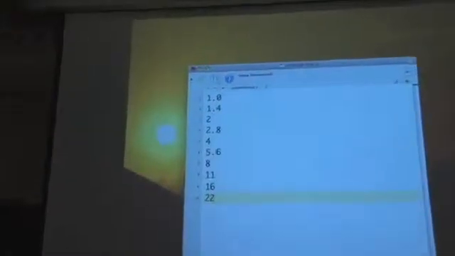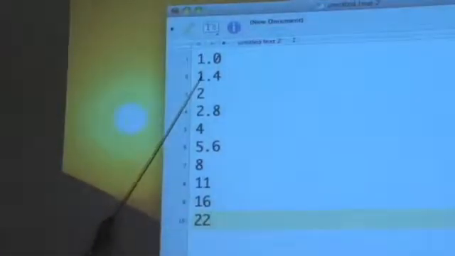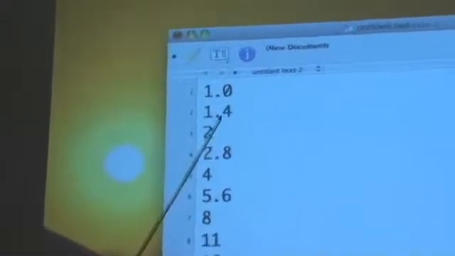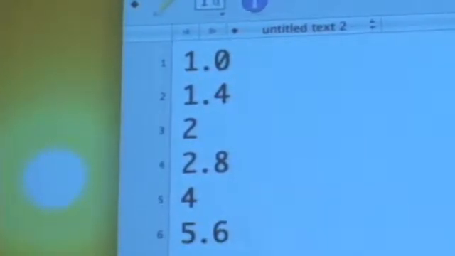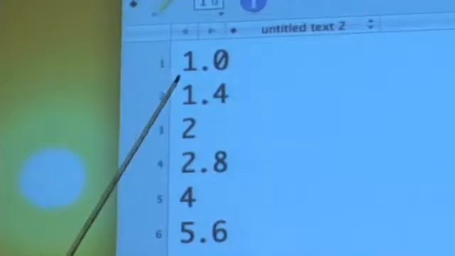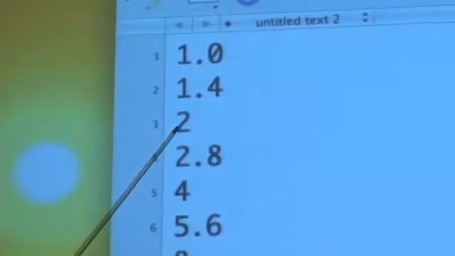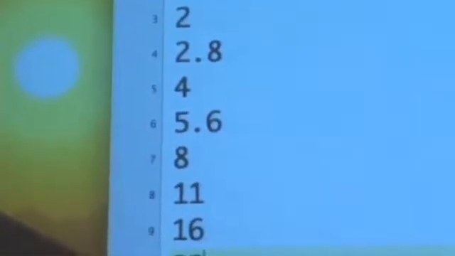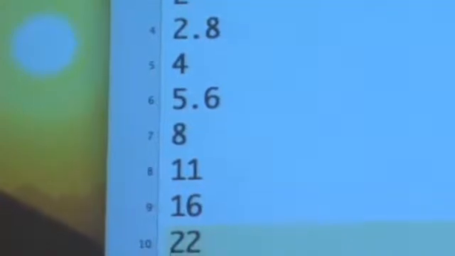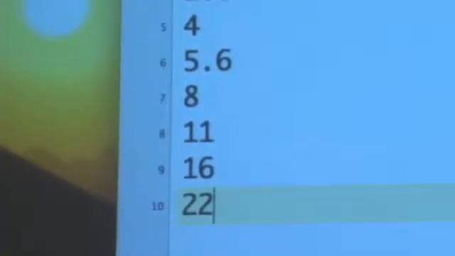But there's a very easy way to remember this, and that is to memorize the first two numbers, 1.0 and 1.4. Just remember those, and then double each one. You double the first one first: 1.0 times 2 is 2. Then you double the next one: 1.4 times 2 is 2.8. And you just keep going. 2 times 2 is 4. 2.8 times 2 is 5.6. 4 times 2 is 8. 5.6 times 2, and then they round a little bit, is about 11. So on and so forth.